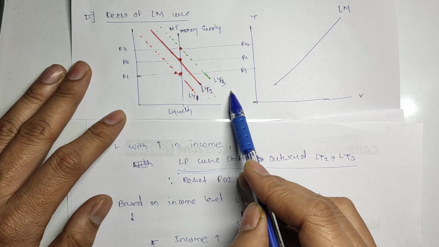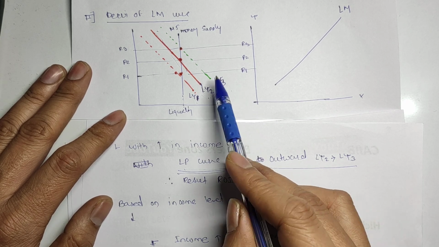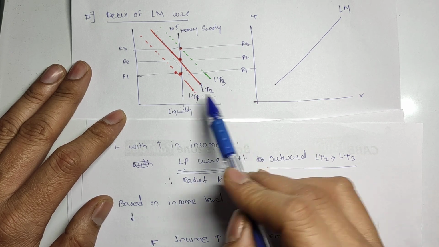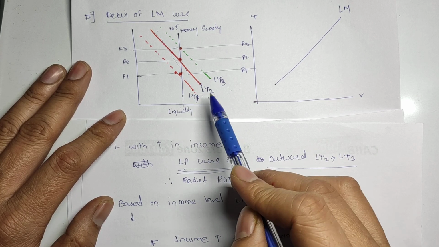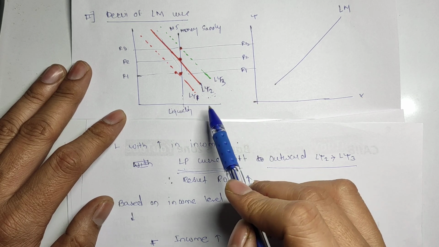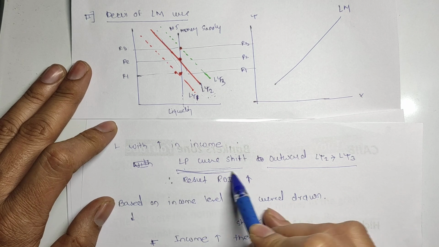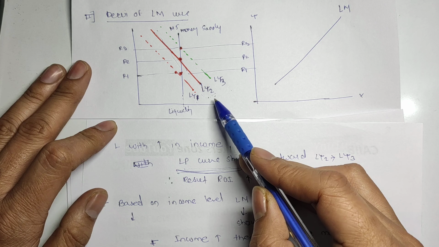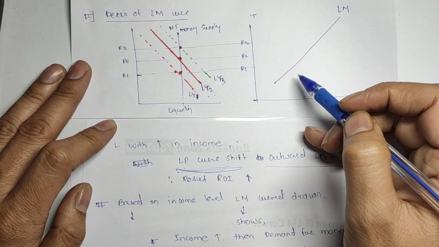Similarly, remember friends, in the previous chapter also I have told you, shift outward of the downward sloping curve, right? If your income is increased, your demand will be increased. If demand is increased, as I have already told you in the previous video, then the curve will shift to the right side, that is outward. That means the LP curve, also downward sloping, that is indirectly the demand for money, will also shift outward, that is to the right side, right?